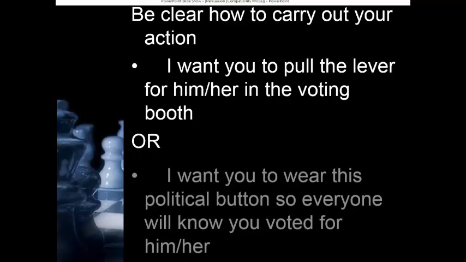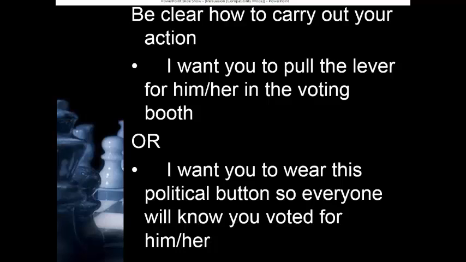Sometimes we get that specific of how you want the action carried out, so that people understand how serious you are about this. Or do I want you to do something a little bit milder than the actual action of pulling the lever? Do I want you to wear a political button once you voted, so everyone knows that you voted for a particular candidate? I just have to be clear and specific what action I want you to take or what action I want the other agency to take.